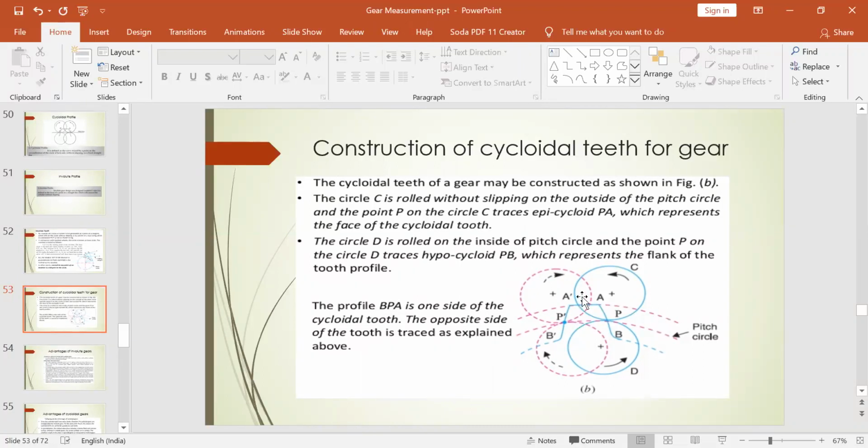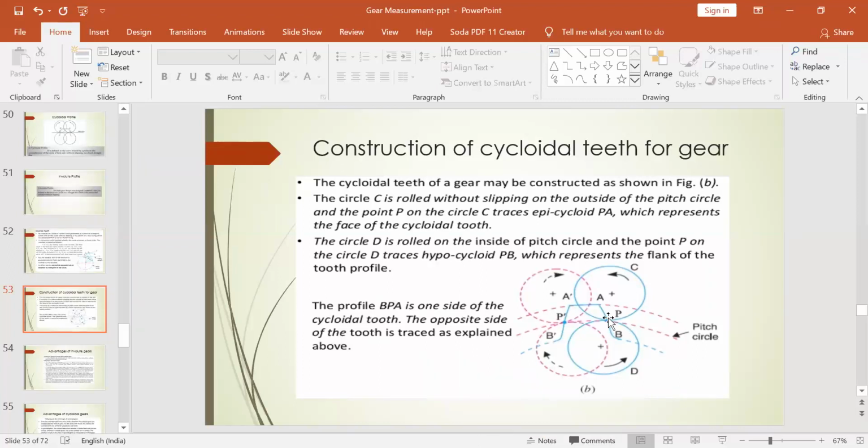So if they ask you how it has been constructed, you can show this path. Here the circle D, this was for the circle C for the epicycloid. For the hypocycloid, you have to show the circle D is rolled inside the pitch circle so that you get the hypocycloid PB, and here you get the epicycloid PA. So this is PA and this is PB.